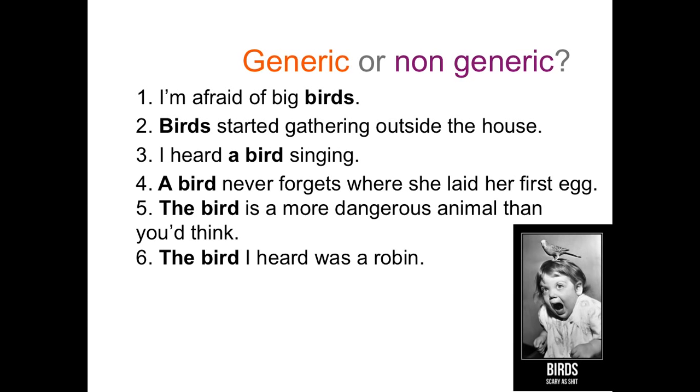So I'm afraid of big birds. When you say you're afraid of big birds, you are not referring to the entire set, but to a subset. So this is still a generic reference. But in the second sentence, the reference is non-generic. There are a certain number of birds, you haven't counted them, but there are several outside your house. You can actually see them. When you say, I heard a bird singing, here again you're referring to something specific, a specific bird. You may not see it, but you hear it.